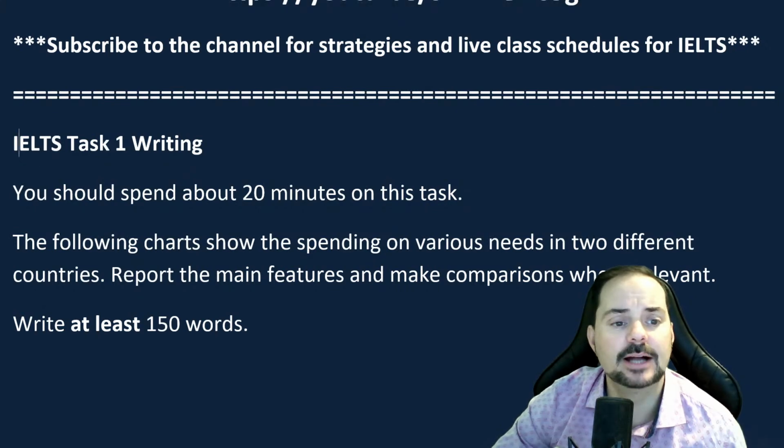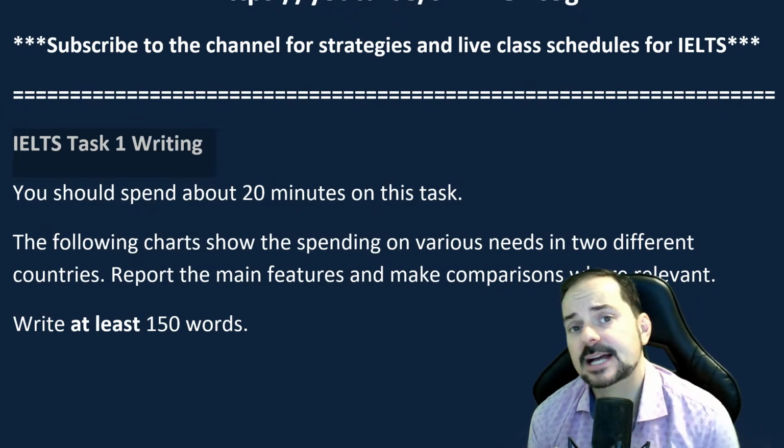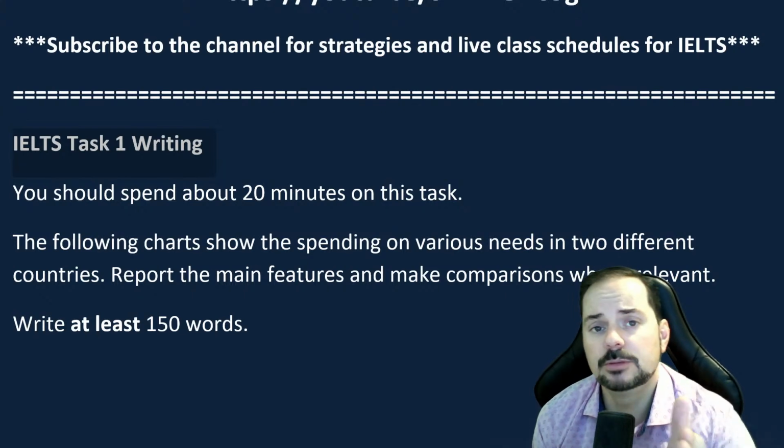Okay. So IELTS Task 1 writing. The writing section is 1 hour: 20 minutes for Task 1, 40 minutes for Task 2. Do them in this order, okay?